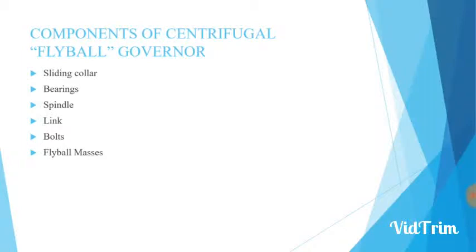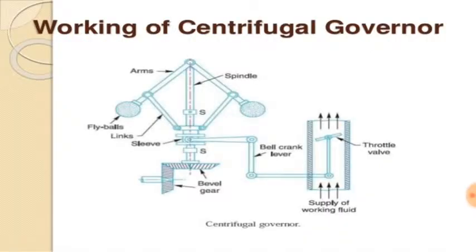Now we will see the components of the centrifugal flyball governor. Components are sliding collar, bearing, spindle, links, bolts and flyball masses. This is a working diagram of a centrifugal governor.